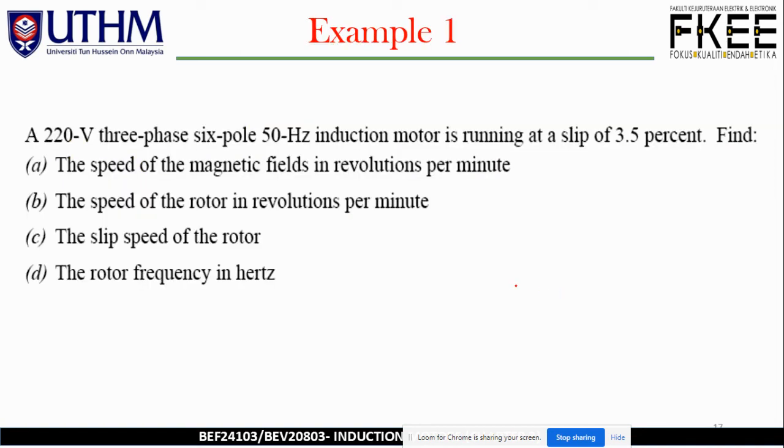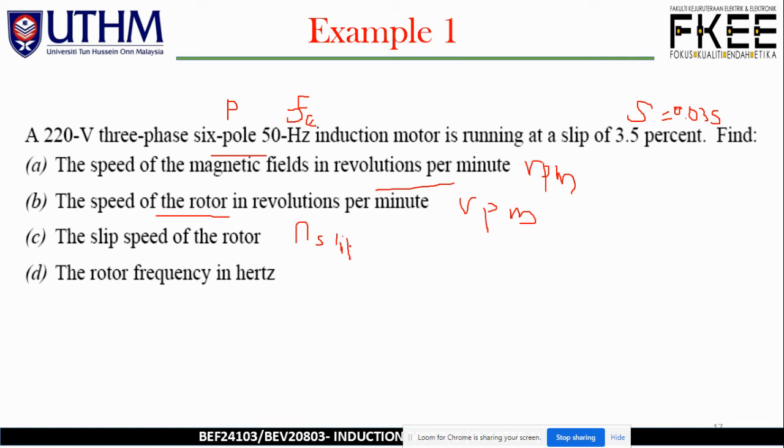Alright, so now example number 1. A 220 volt, 3-phase, 6 poles induction motor, so this is the P, number of poles, 6 poles, 50 Hertz, is running at a slip S of 3.5%. So S equal to 0.035. Find the speed of the magnetic field in RPM, the speed of the rotor again in RPM, the slip speed of the rotor, as well as the rotor frequency.